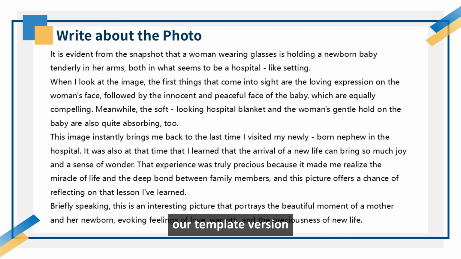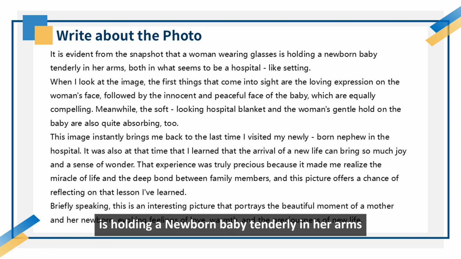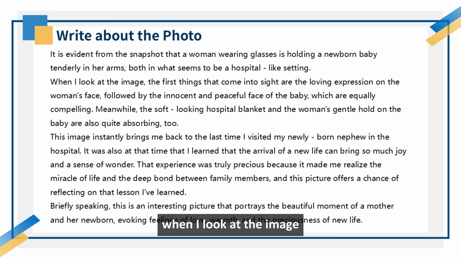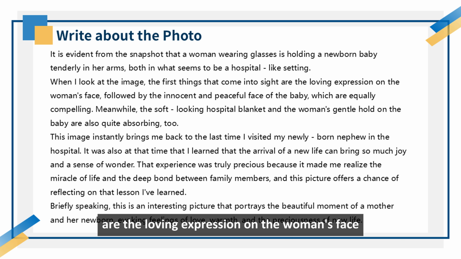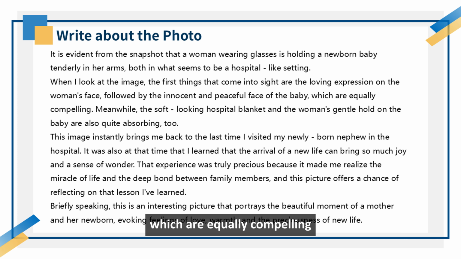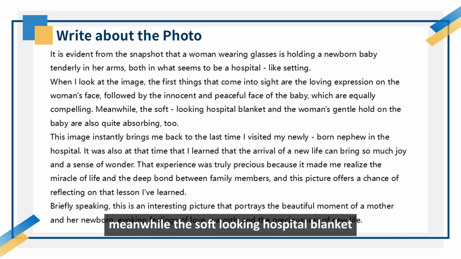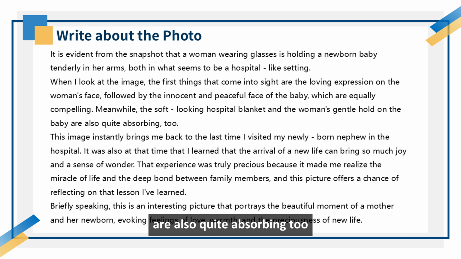Our template version. It is evident from the snapshot that a woman wearing glasses is holding a newborn baby tenderly in her arms, both in what seems to be a hospital-like setting. When I look at the image, the first things that come into sight are the loving expression on the woman's face, followed by the innocent and peaceful face of the baby, which are equally compelling. Meanwhile, the soft-looking hospital blanket and the woman's gentle hold on the baby are also quite absorbing too.